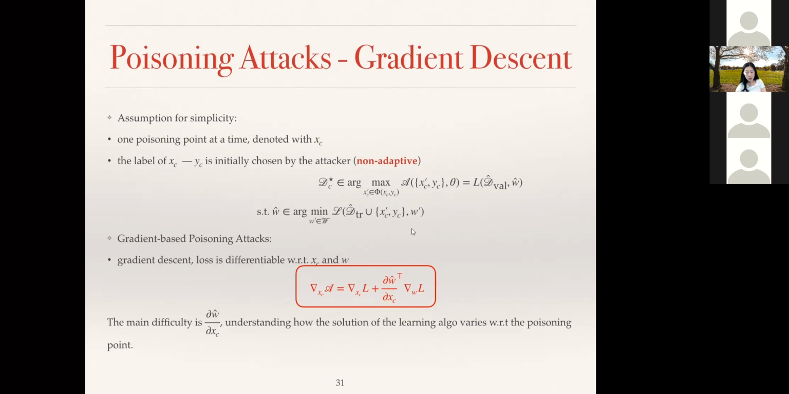So what is the objective function now? What is the optimization problem now, right? So still you have to design the DC star. So DC star is how you manipulate the data, how you design the poison. So it is essentially just an arg max of the attacker. So since I said this is just one poisoning point at a time, the attacker is only going to design one poison data point. Okay, so this is XC prime. And this XC prime will be used to evaluate the objective function of the attacker.